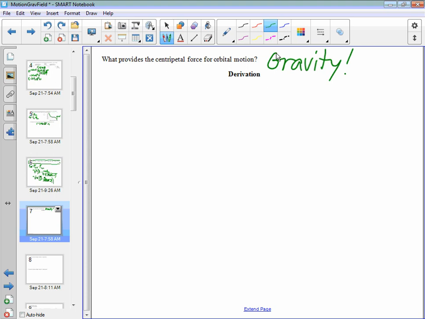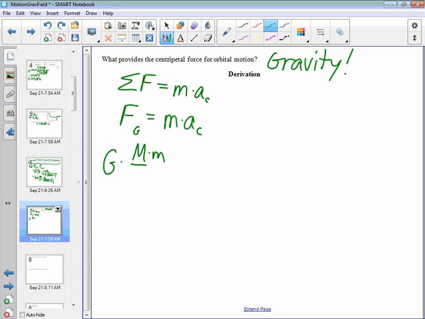So if we do a quick little force balance for a planet, the only force acting on it, we're going to sum up the forces, the mass times acceleration, this is centripetal acceleration. Since the only force acting on it is the force due to gravity, Fg is equal to m times centripetal acceleration, the mass of the planet times the centripetal acceleration. If we substitute in Newton's law of universal gravitation for F sub g, it's going to be big G times big M times little m divided by r squared, the separation of the two objects, is equal to m times the centripetal acceleration.